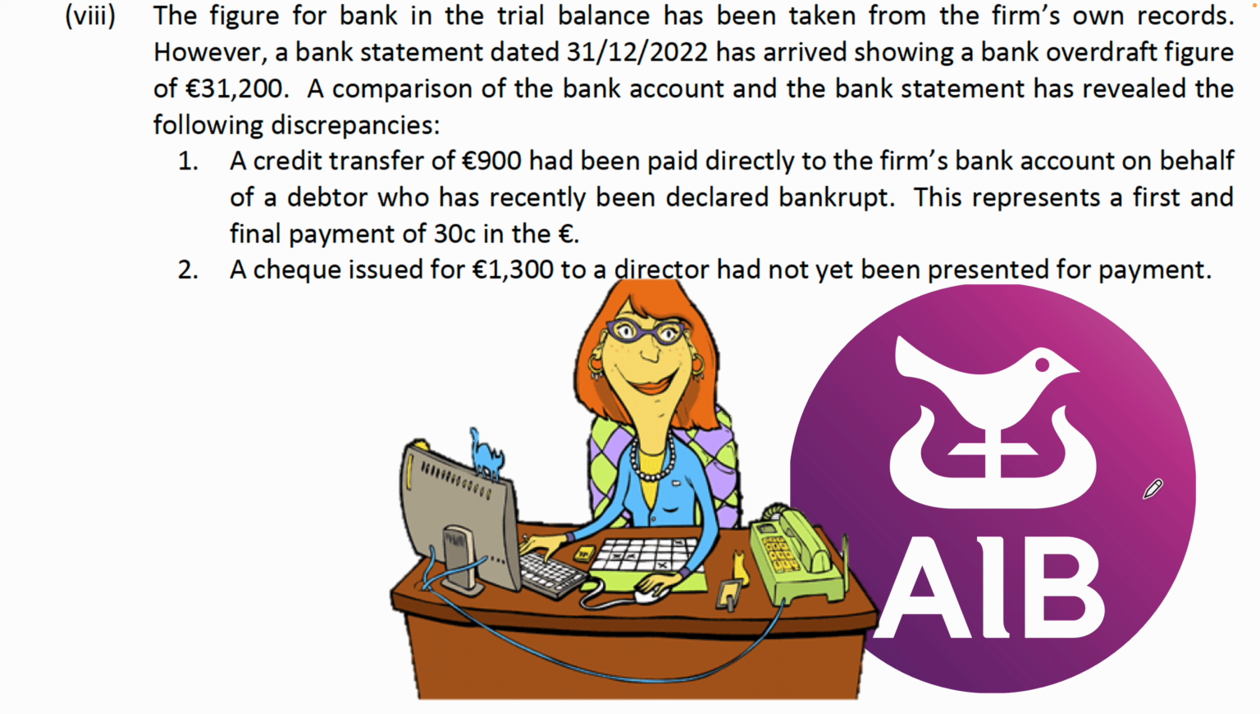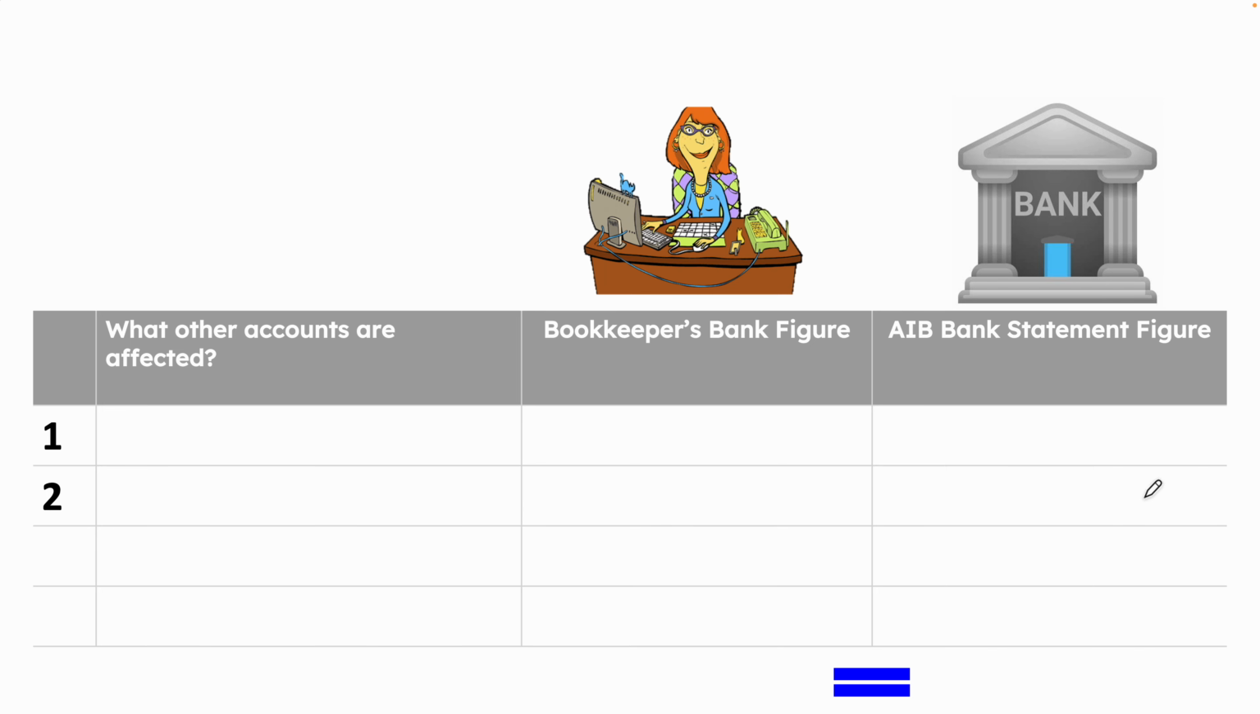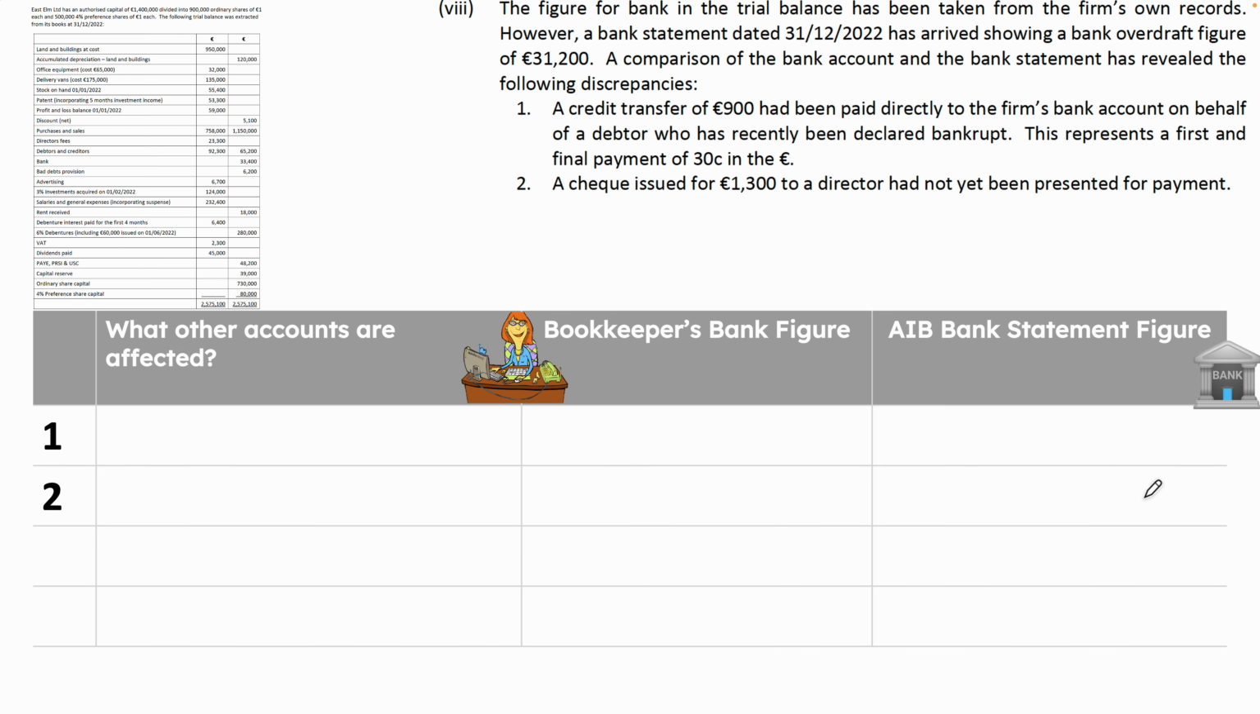Okay, so we're going to do our little layout like this. We're going to have the book accounts bank figure in the middle column here. We take that from the trial balance, so it's on the credit side, 33,400 overdraft.